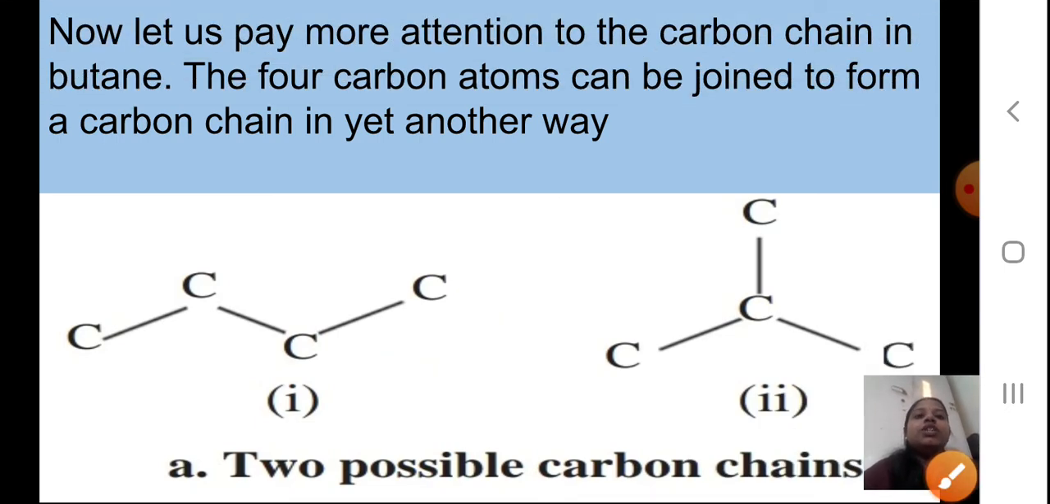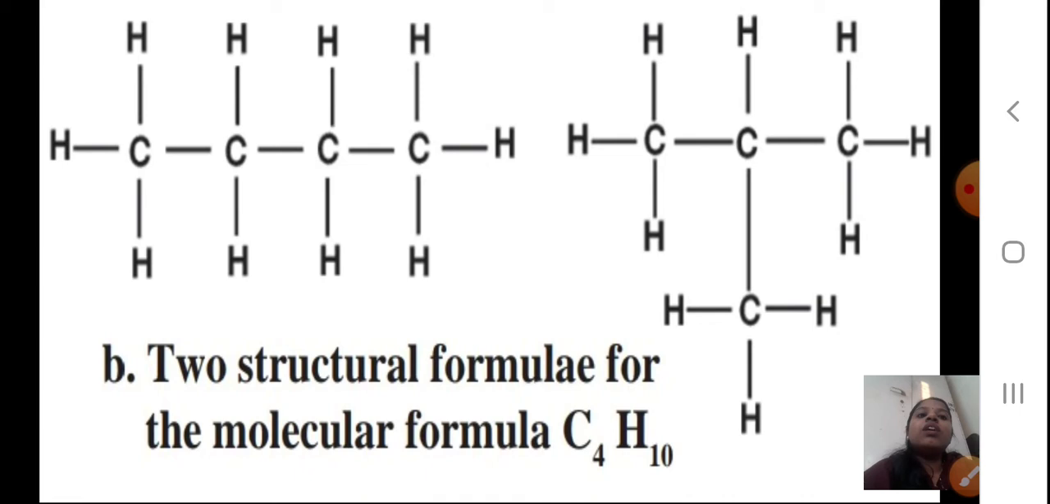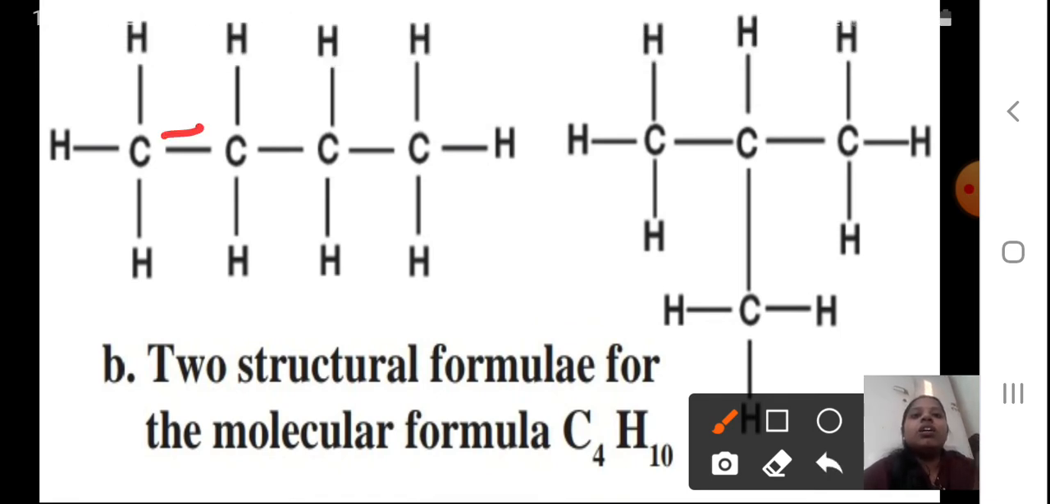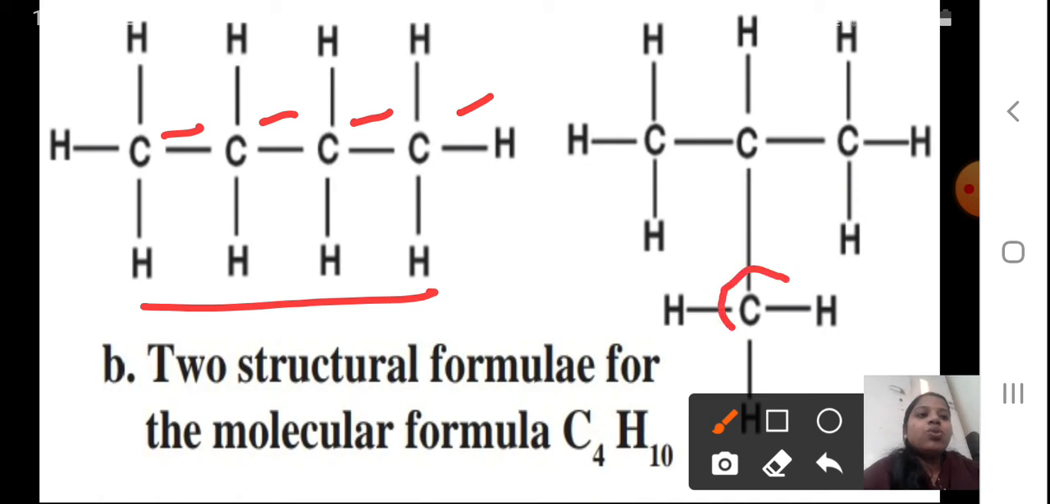Now we'll continue. See here, 2 structural formulas for the molecular formula C4H10. So this is C4H10, that is C4, these are the 4 carbons, so butane. And you can see how I can show it in this way also, where I have shown 1 carbon here.